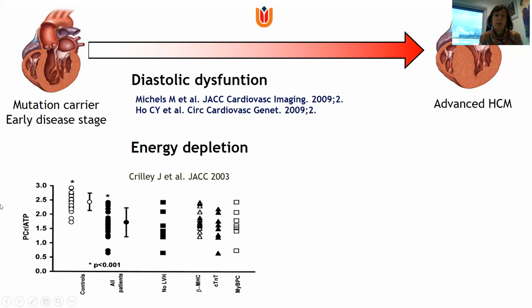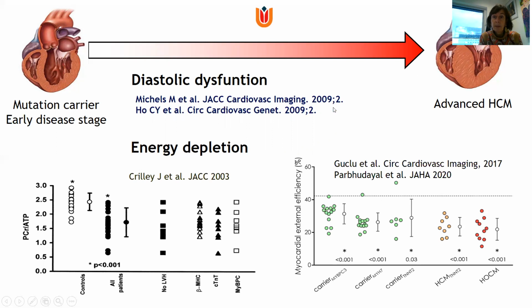Now, another striking observation is the study performed by the team in Oxford, where they showed a reduction in the phosphocreatine ATP ratio. And this is an indication of the energetic status of the heart. And all patients showed a drop in the phosphocreatine ATP ratio. And the term energy depletion was introduced then because it is thought that the sarcomere mutations cause very inefficient sarcomere contraction, leading to inefficient contraction of the heart.